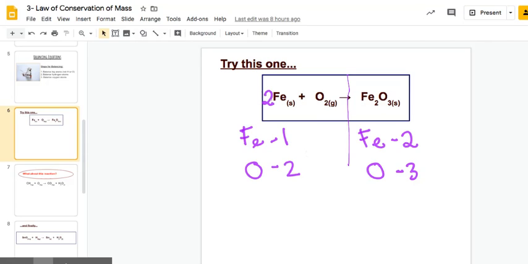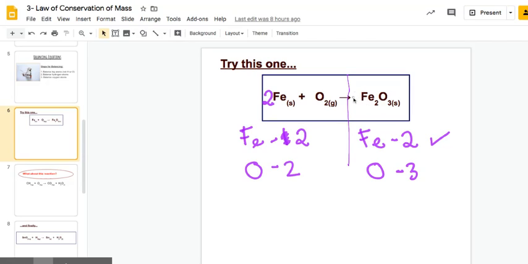I can only change numbers by adding a coefficient. So if I put a 2 in front of that iron, it changes my 1 iron to now 2. So these are now balanced, but my oxygens aren't. I have a 2 and a 3. Oxygens often like to do this. This is what we call the odd-even rule. So I am going to look and say 2 and 3. You know that means I could get 6.